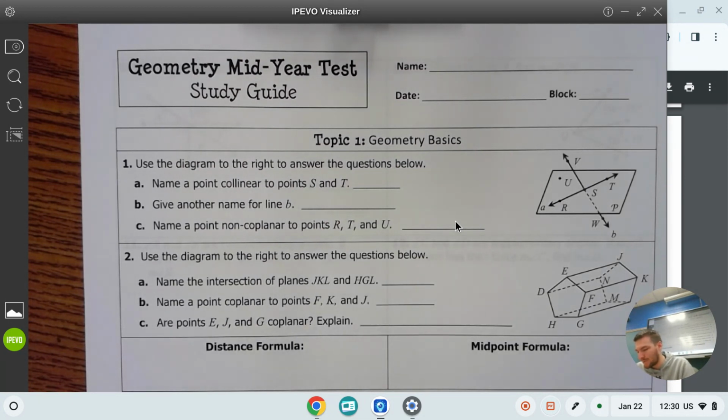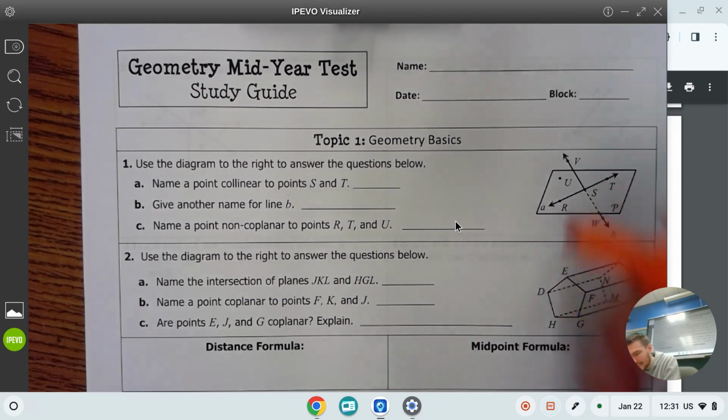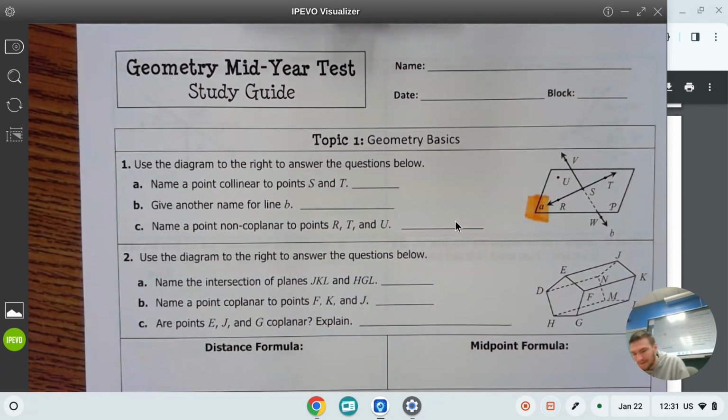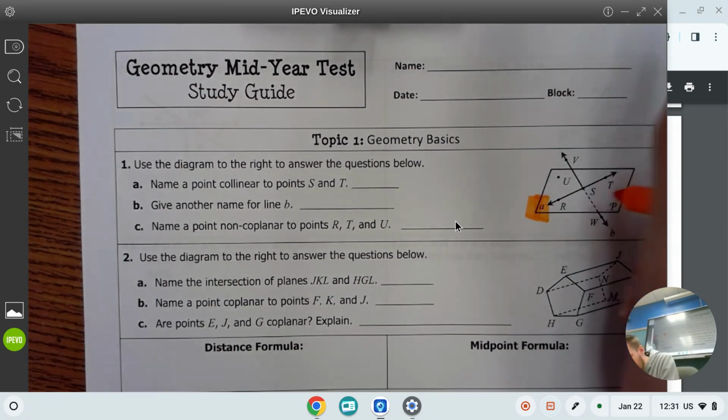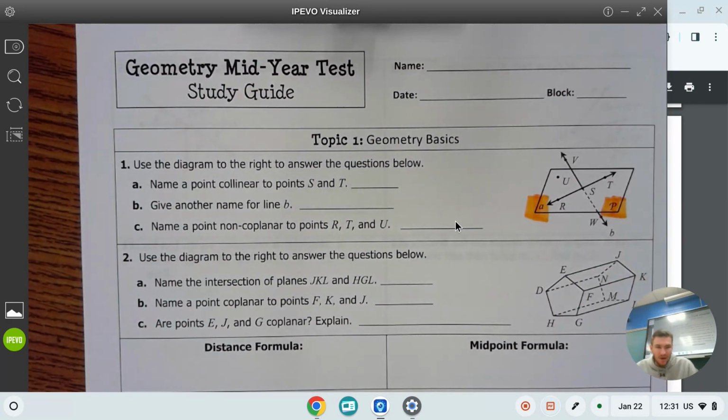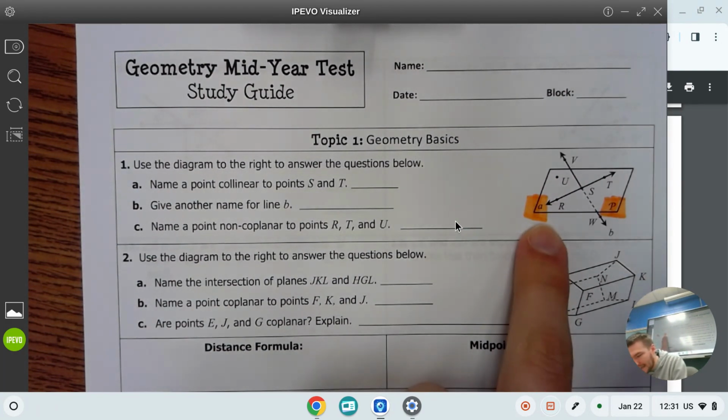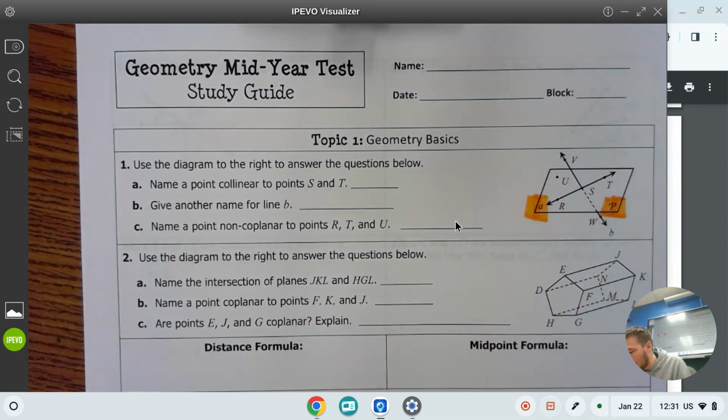Geometry basics. We're talking about points, lines, planes. Remember, points are just capital letters. A line needs to be 2 capital letters. And a plane needs to be 3 capital letters. But a plane could also be 1 capital letter, if you see here. And then this lowercase is for a line. That's right, I had that backwards.